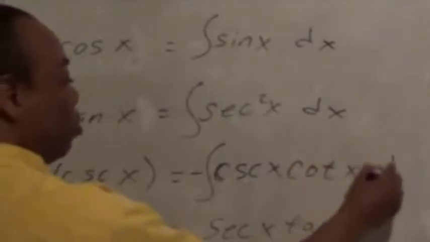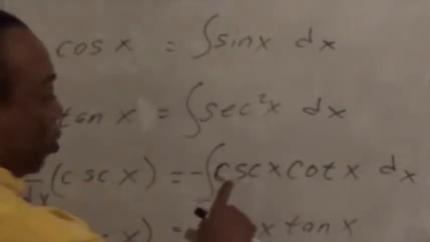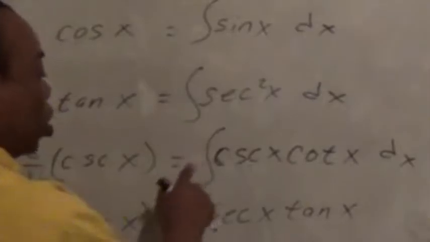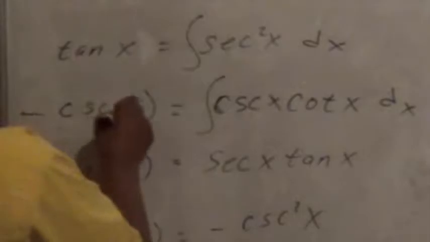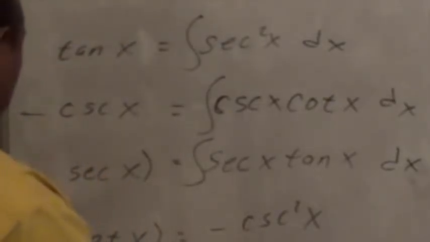The antiderivative of the product of cosecant x and cotangent of x would equal the negative cosecant of x, okay, which is multiply both sides by the negative. The antiderivative of the product of the secant x and tangent x, dx here, would be secant x. And finally, the antiderivative of the cosecant squared of x, dx here, would equal negative cotangent.